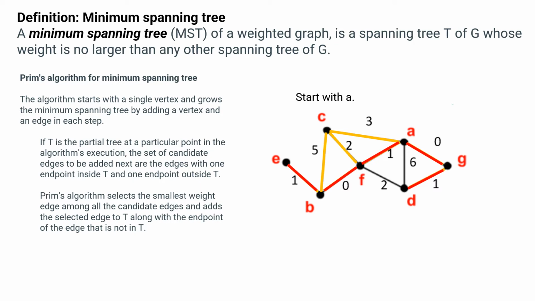Okay, then for my next step, which edge do I want to add now? Well, I have 3 candidate edges, 5, 2, and 3. The lowest one is a 2, so I'm going to choose that one. So I will add this edge, C and F.